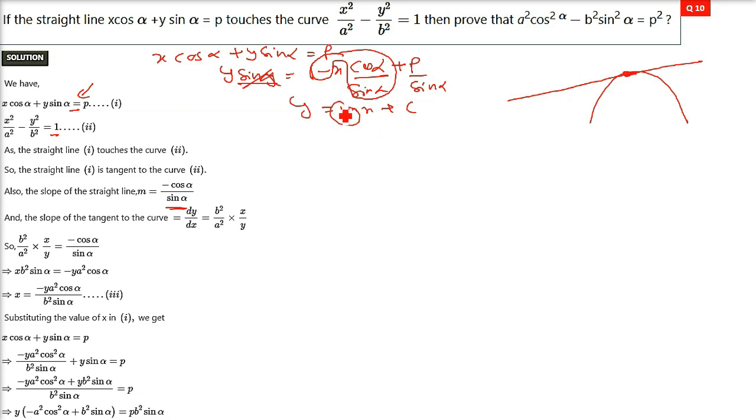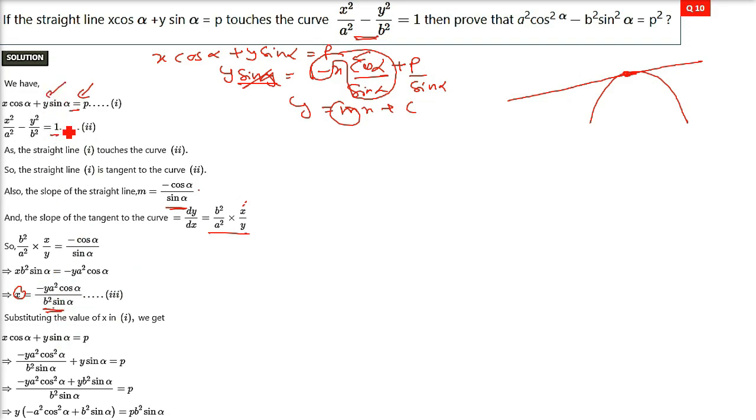In the previous question, x square by a square minus y square by b square equals 1. We have done it a number of times, hundreds of times actually. So dy by dx is b square x by a square y. This you already know. And since the slope of the straight line and the slope of the tangent to the curve have to be equal, because it is given in the question, let us equate them. From here you will find out x, right? Now take this x and put it in the equation of the line.